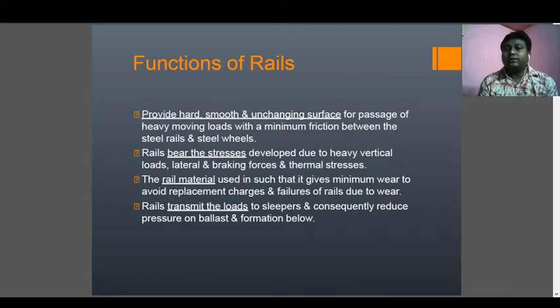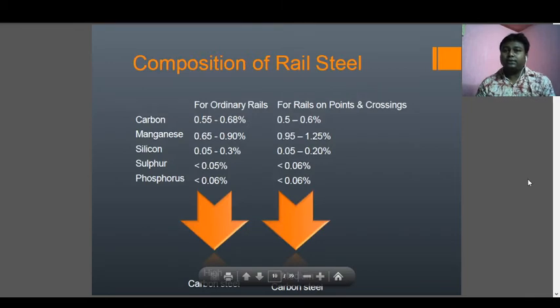So these are some properties, because it carries the load, it carries the stresses, it transmits the load. So these are some properties of the rail which should be considered as the function of the rail. Then what is the composition of the rail steel?